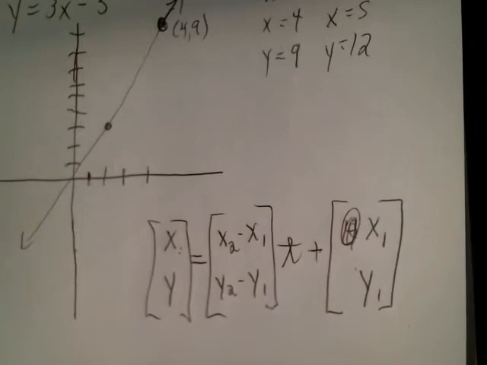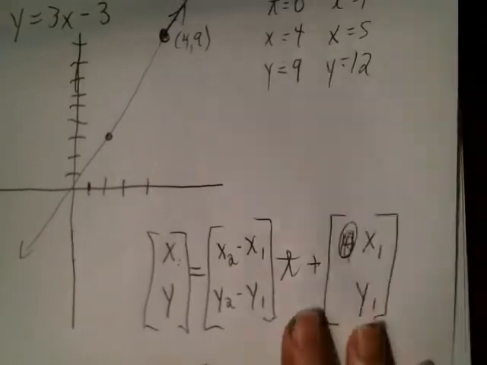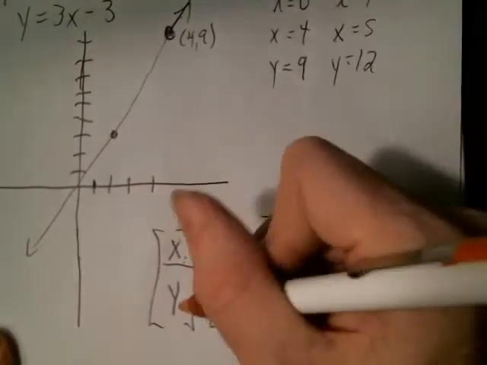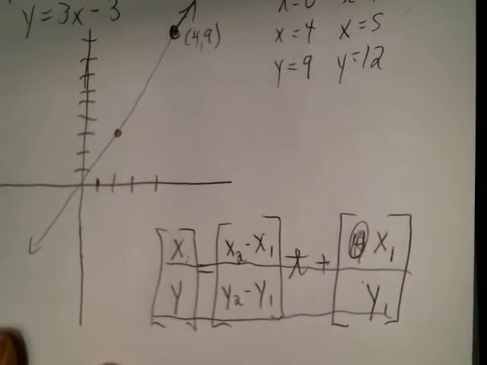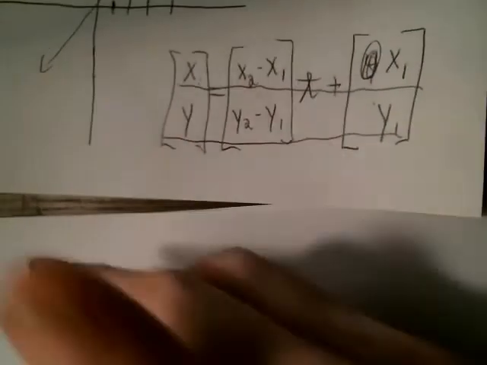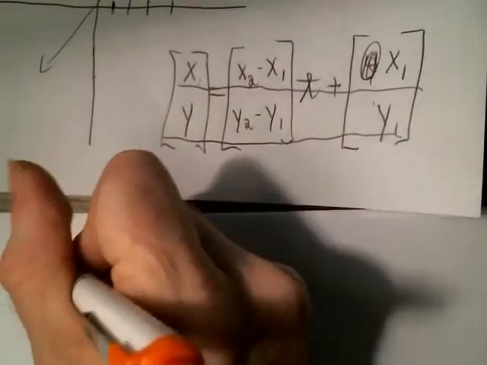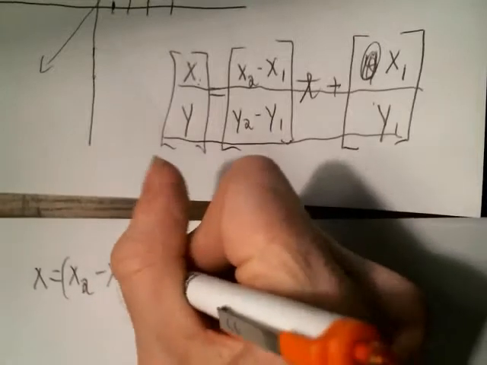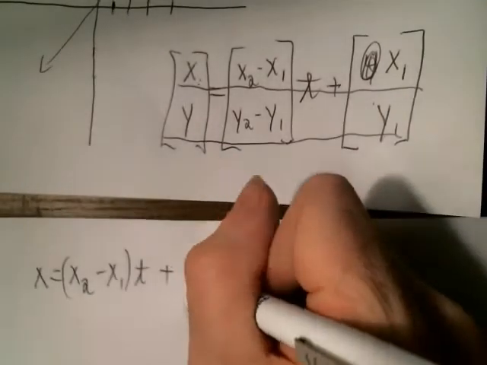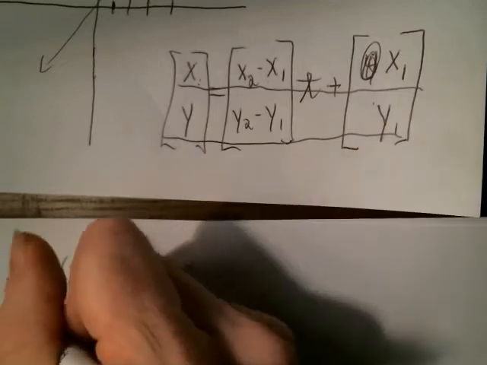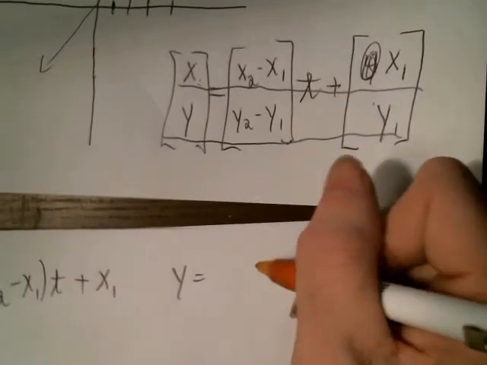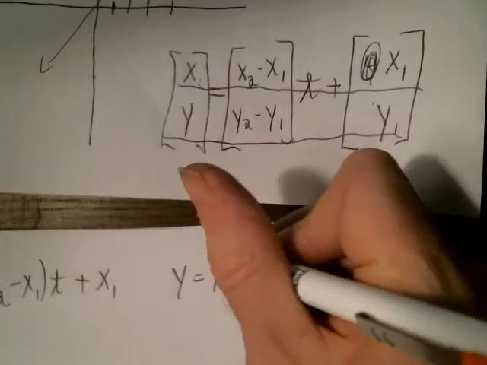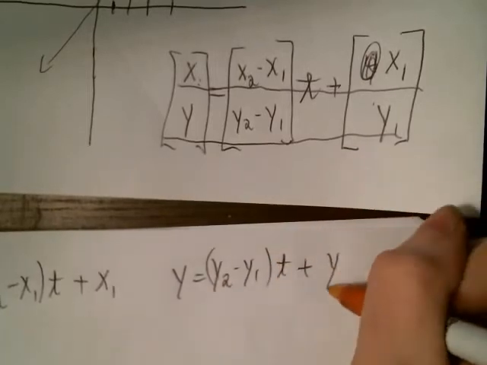Okay. And then you wonder, is that always going to work? Is this really going to give you these two equations? So here's one equation, and here's the other equation, right? Let me write that. So x is equal to the x slope, x2 minus x1, times t, plus some particular x value, say x1, and then the y formula will be equal to the y slope, y2 minus y1, times t plus some y value.